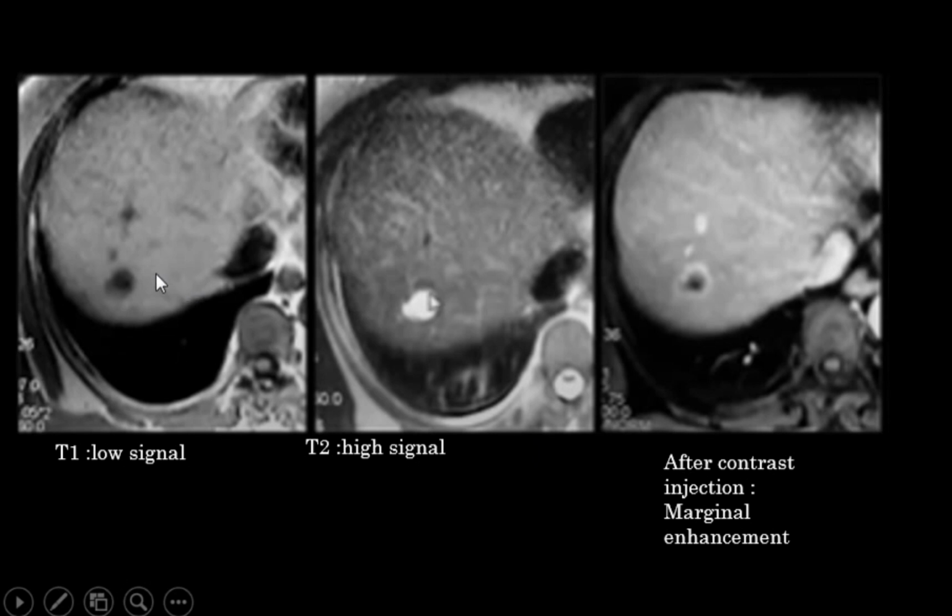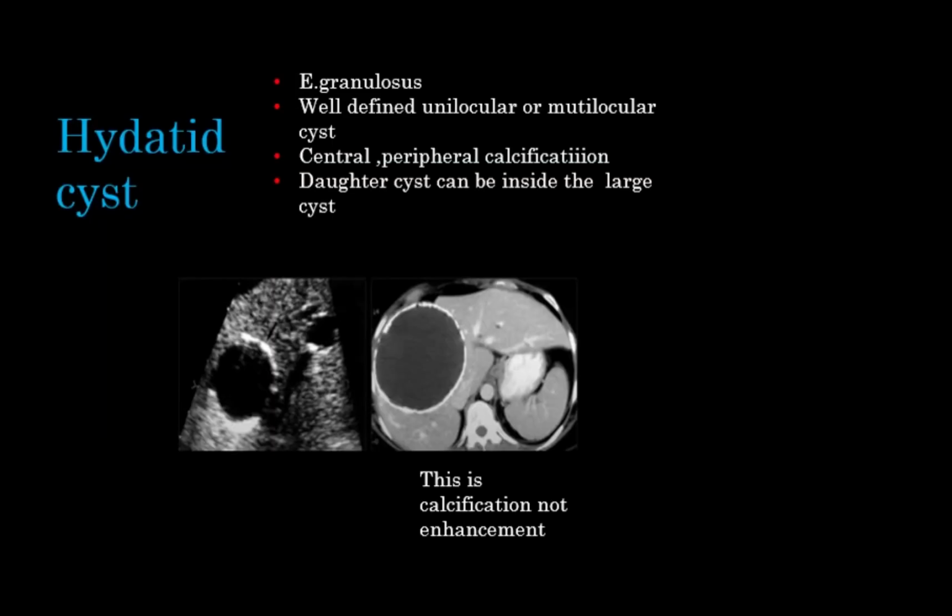On MRI, it's low signal in T1, high signal in T2. In contrast, there's peripheral enhancement. So how do we differentiate abscess from cyst on MRI? The cyst doesn't have peripheral enhancement. The cyst shows no enhancement. So you have to give contrast. What's the most common cause of liver abscess? The most common is amoebic abscess.